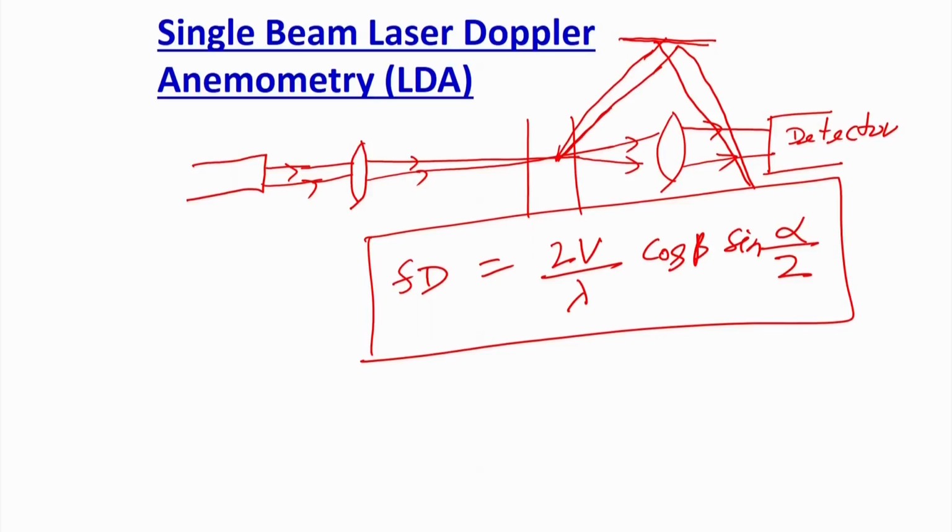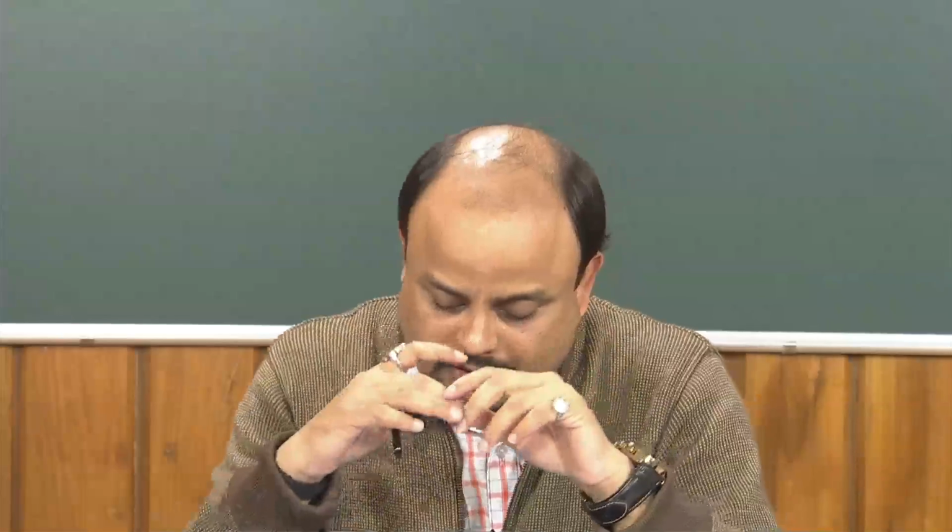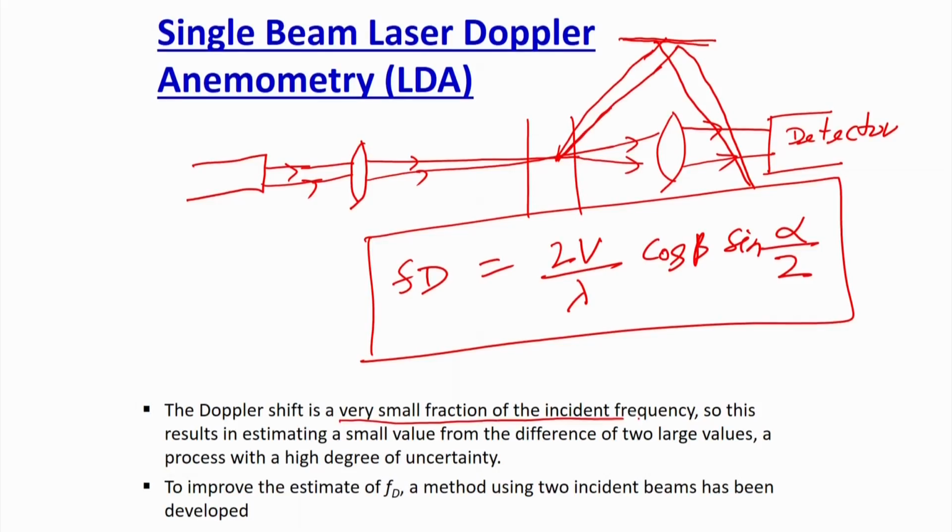This looks very simple, that you use a light, you split it in two parts, then you put it in the receiver and you record that. But there is a certain drawback, and the drawback is that the Doppler shift is a very small fraction of the incident frequency. Okay. So, what we are going to measure here is the FD, and that is a very small fraction of the incident light frequency. Okay. So, this results in estimating a very small value from the difference of two large values.